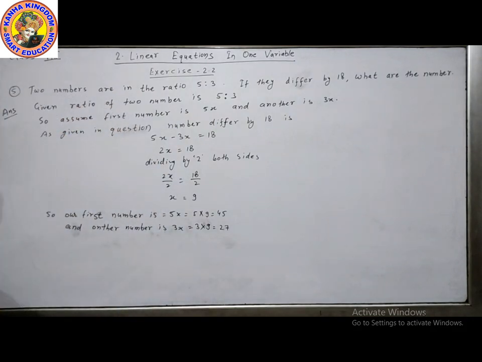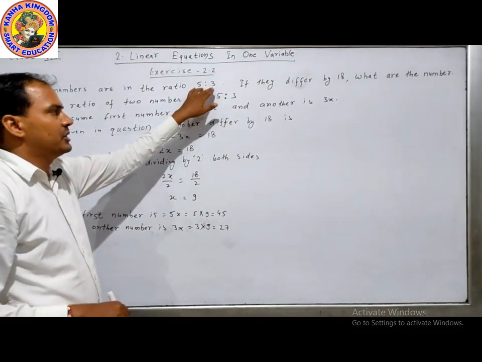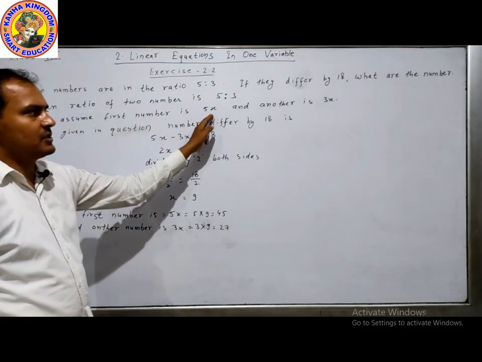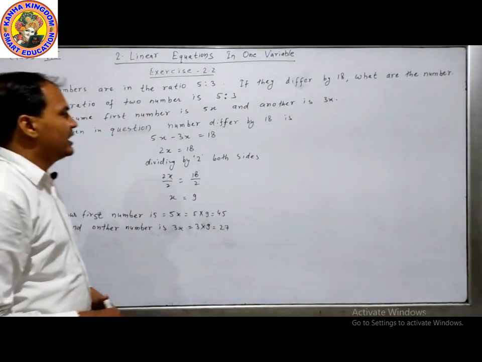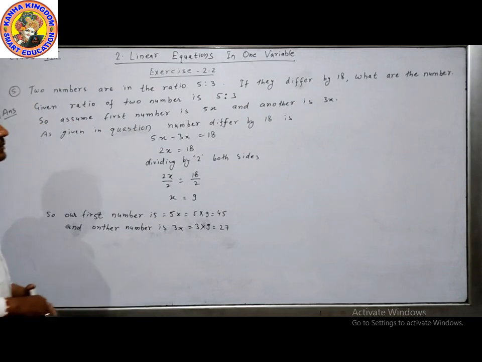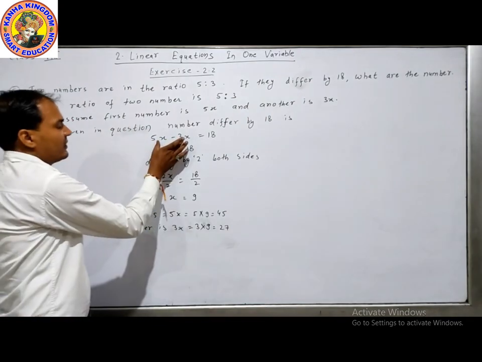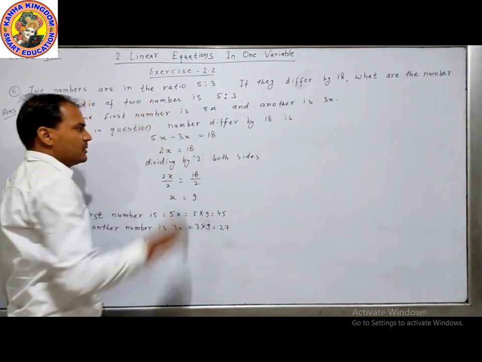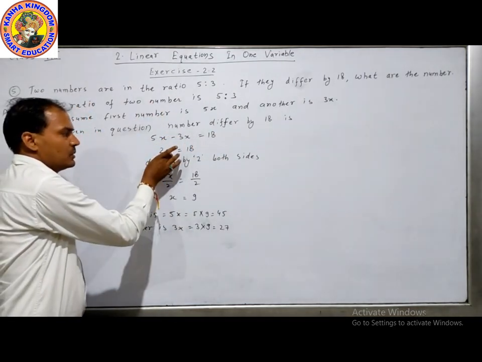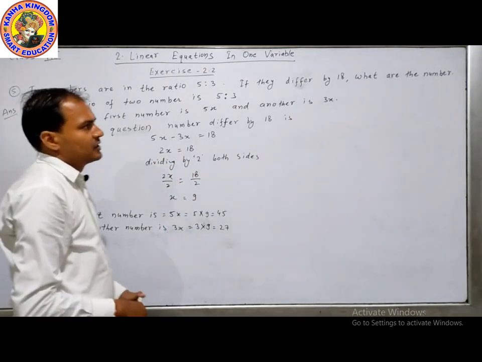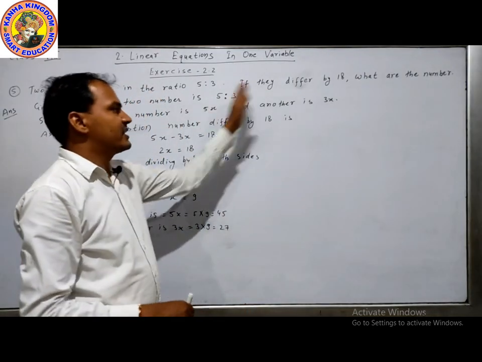Let's revisit the beginning of this question. Two numbers are in the ratio of 5 to 3. When 5 ratio 3, we take the first number 5x, second number 3x. They differ by 18. The difference between them is equal to 18. The difference means subtraction. 5x minus 3x is equal to 18. 5x minus 3x is equal to 2x, equal to 18. The value of x is 9. What are the numbers? The numbers are 5x and 3x.